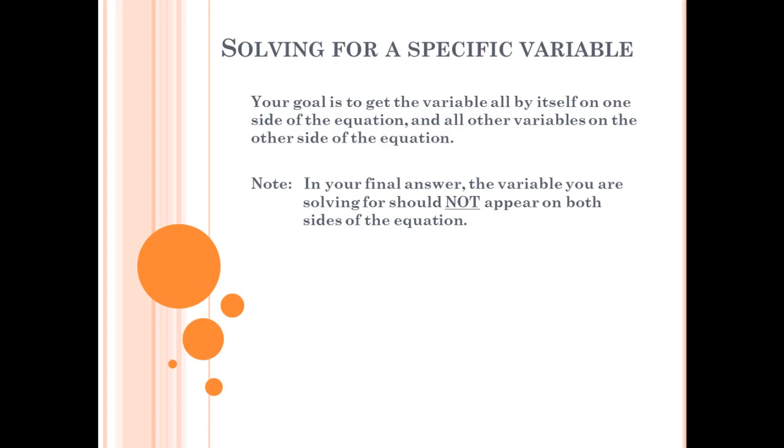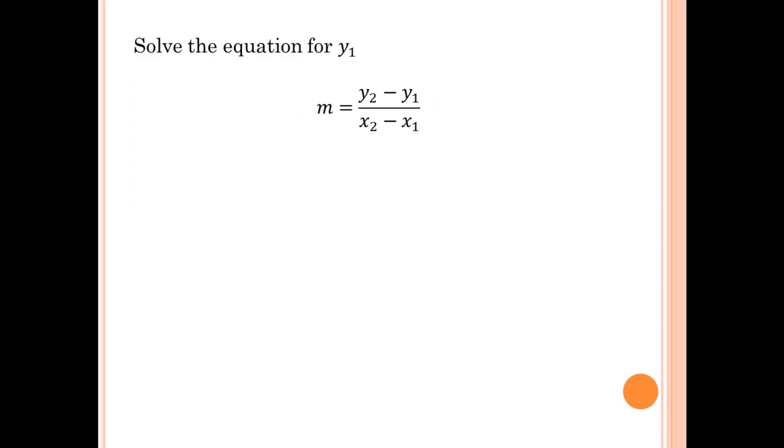When solving an equation for a specific variable, your goal is to get the variable all by itself on one side of the equation and all other variables on the other side of the equation. Note that in your final answer, the variable you are solving for should not appear on both sides of the equation. Let's look at some examples.